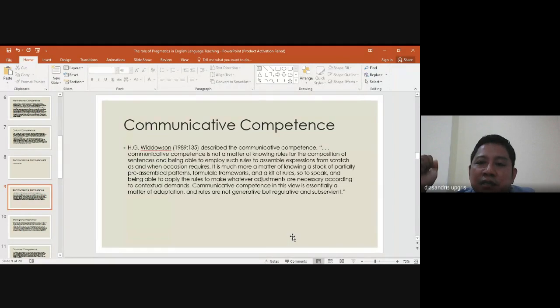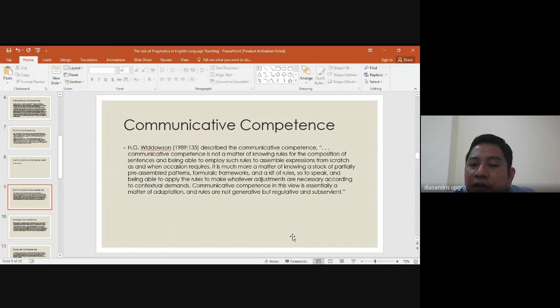Okay, and for the composition of sentences and being able to employ such rules to assemble expressions from scratch as and when occasion requires, it is much more a matter of knowing a stock of partially pre-assembled patterns like formulaic frameworks and a kit of rules, so to speak, and being able to apply the rules to make whatever adjustment. Whatever adjustment here means that the Balinese people really know how to greet, right? Memberikan salam, how to ask about conditions, how to give the response, how to give information, how to say the products, the price, the destination, and so on.